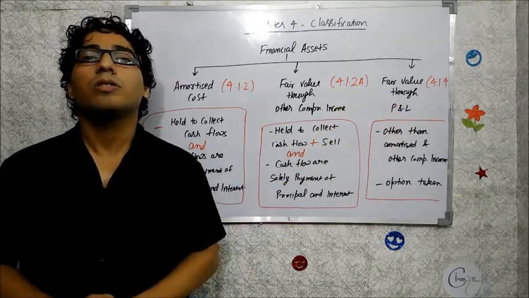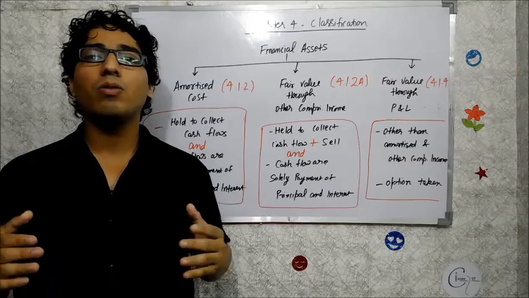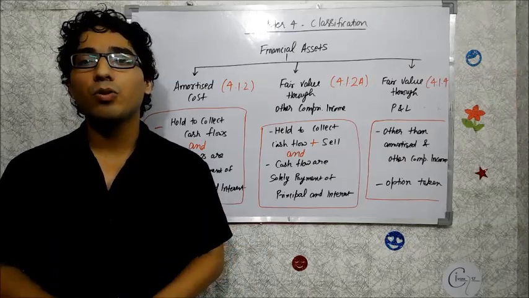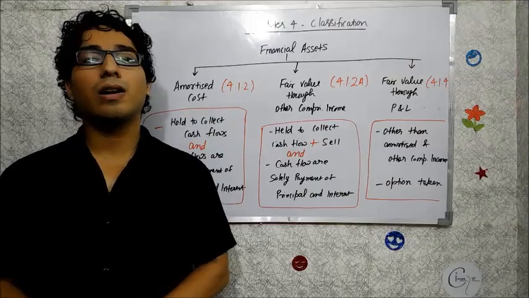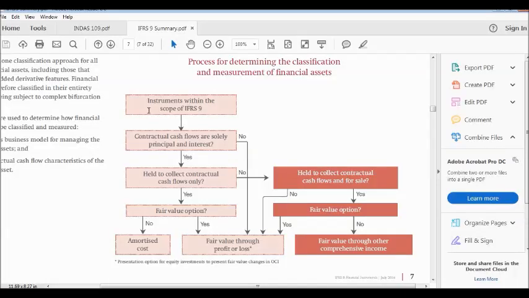If you also want to check out how this system will work, you can check out the flow chart which is right now on your screen. So this goes like this. The first question is whether the instrument is within the scope of Ind AS 109. If that instrument is within the scope of 109, then are the contractual cash flows solely principal and interest?